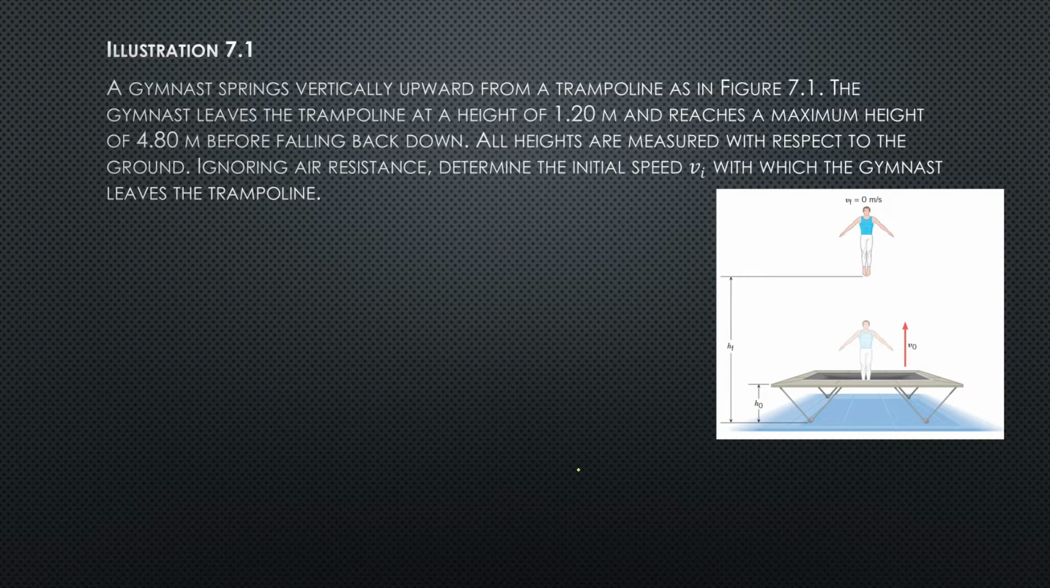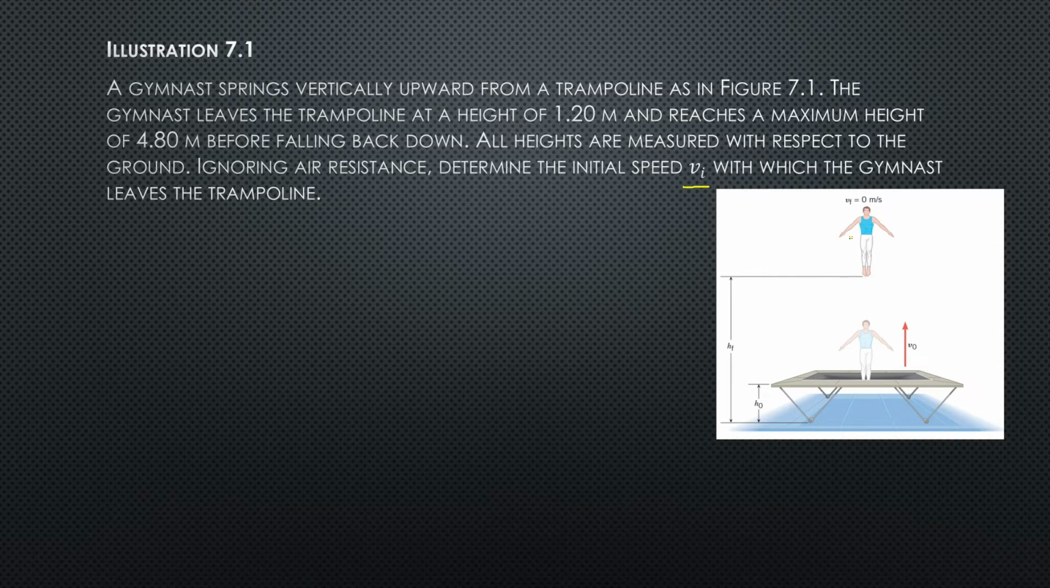So let's have this illustration problem number 7.1. A gymnast springs vertically upward from a trampoline, as shown in figure 7.1. The gymnast leaves the trampoline at a height of 1.20 meters and reaches a maximum height of 4.8 meters before falling back down. All heights are measured with respect to the ground. So, ignoring air resistance, determine the initial speed v sub i with which the gymnast leaves the trampoline.